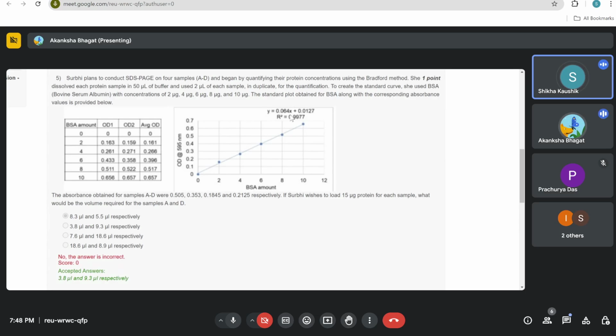Let me quickly calculate it. One minute. So 0.505 minus 0.0127 divided by 0.064. This is coming to 7.69, right? Then 15 divided by 7.69, it should come around 1.95, right? 15 divided by 7.7, 1.59 or so will come. Okay.